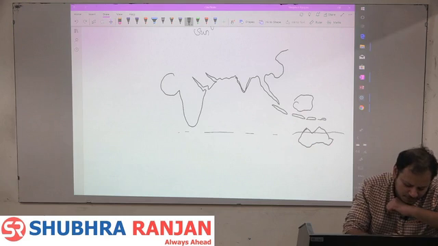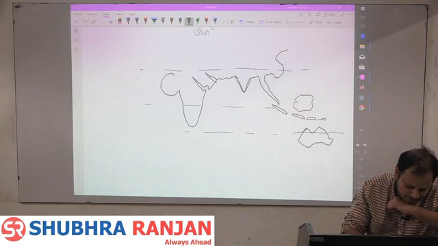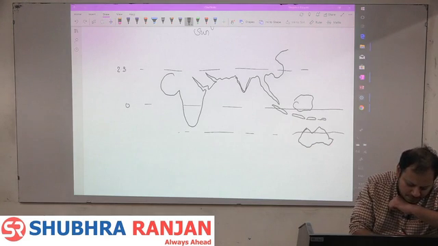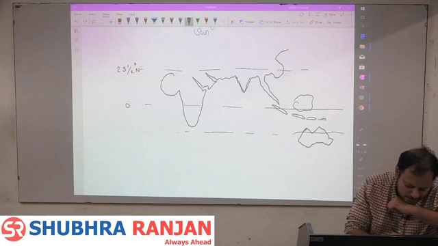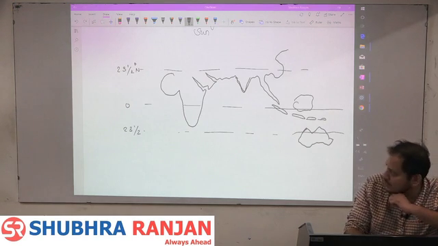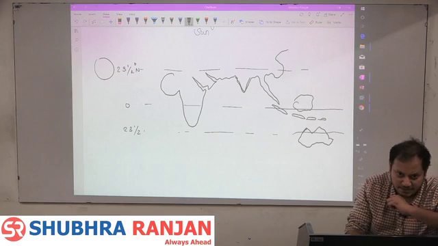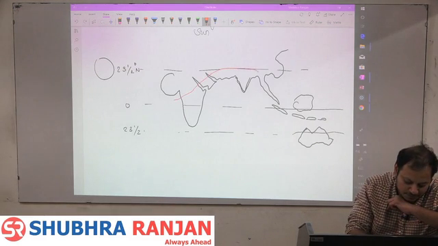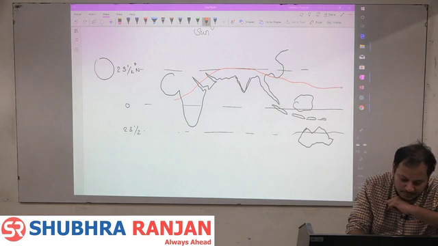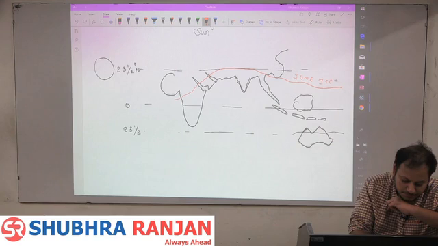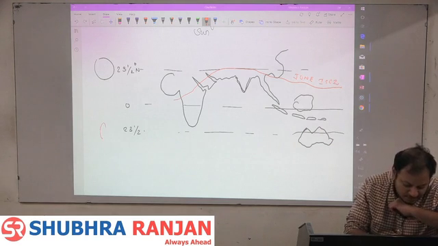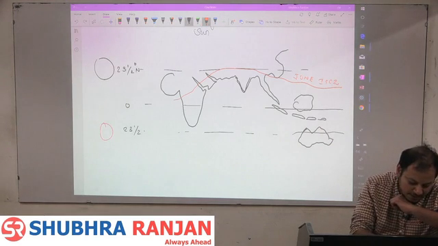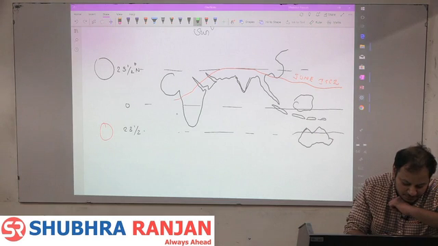ये diagram draw करने की ज़रूरत नहीं, I am just showing you. This is the equator, this is the Tropic of Cancer, this is the Tropic of Capricorn. अब when the sun is over the Tropic of Cancer in the month of June, ये पूरा ITCZ ऐसे shift होगा north की तरफ. So this is the June position of ITCZ. And when the sun is in the southern hemisphere in the month of December, ये पूरा ITCZ will shift southwards.